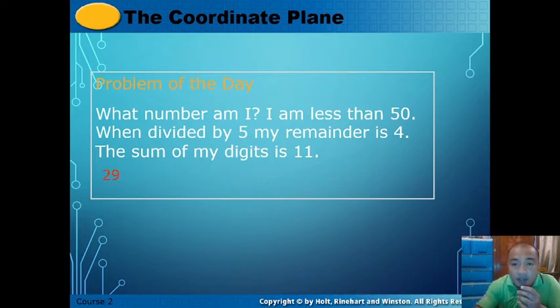The answer is 29. 29 is less than 50. If you divide 29 by 5, the answer is 5, remainder 4. Okay? And the sum of the digits is 11. 2 plus 9 is 11. Right?